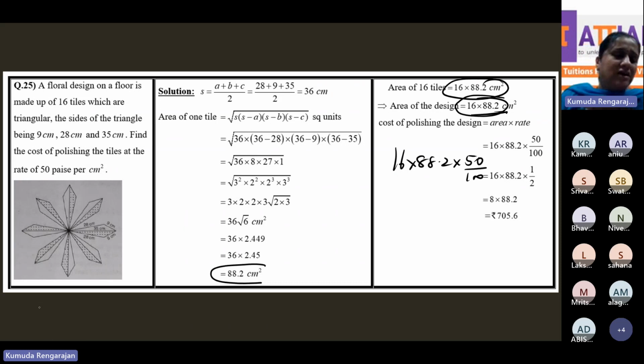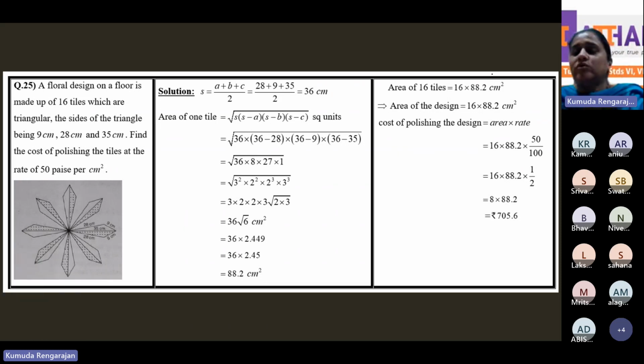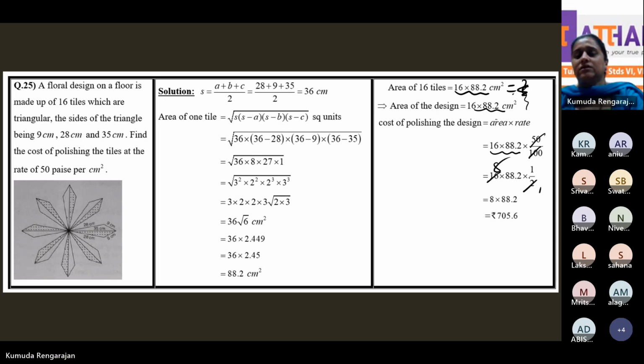Now I should answer this question. Your question may be, why did you not multiply 16 to 88.2? You can multiply. This is not the final answer, so I didn't multiply. If you want, you can find the product here. So area into rate, area is this one, into rate is 50 paise, so 50 by 100. So 50 ones are 50, 50 twos are 1 by 2, then 2 ones are 2, 2 eights are 16, and we get 705.6 rupees.